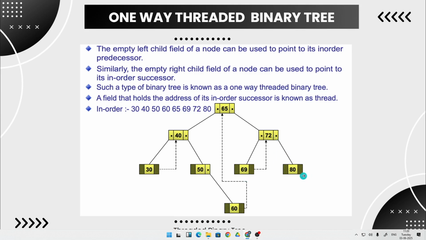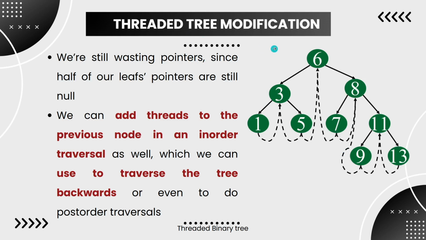And as you see here, the node 80 does not have a thread, just because it is the last node in the binary tree, and naturally it does not have any successor, and so it is left empty. There is no thread put up there. So, now let us see how we can do this modification on a threaded tree.